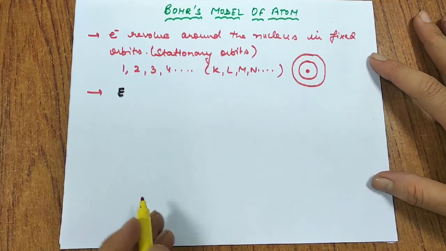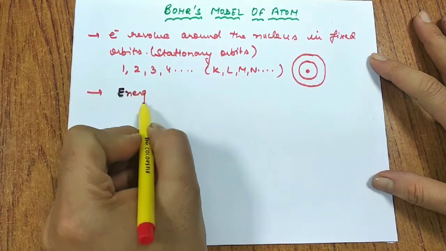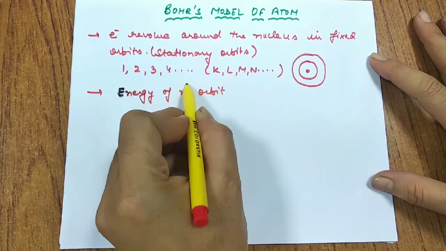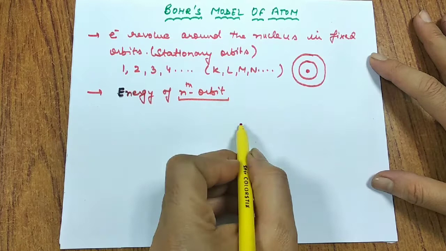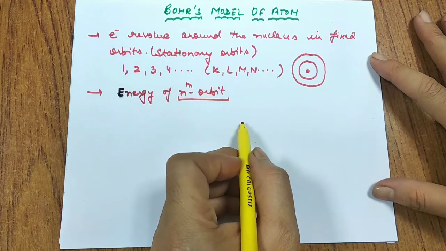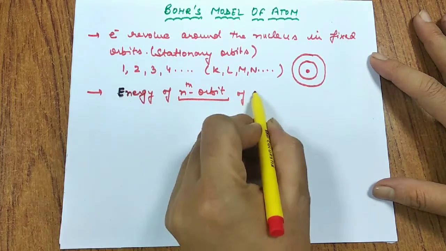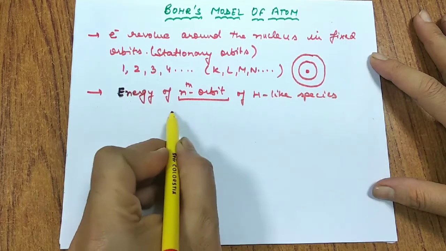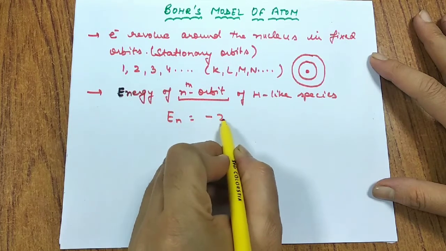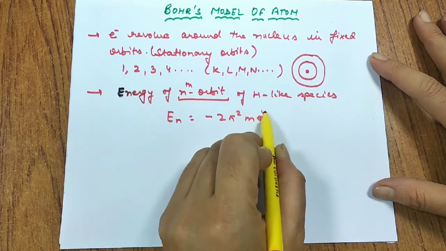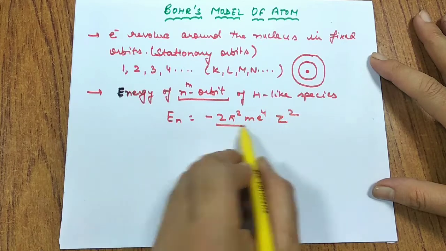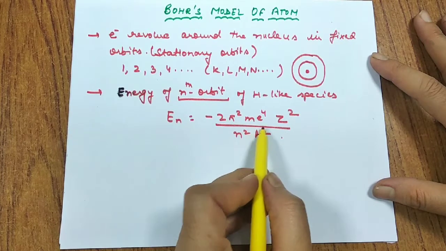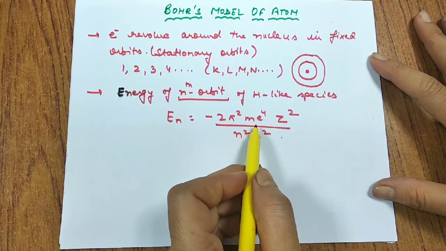What else has Bohr explained? It is the energy of the nth orbit. Nth orbit means suppose an electron is present in any orbit, and if it is a hydrogen-like species, then the energy can be written as minus 2 pi square m e raised to the power 4 z square divided by n square h square, where m and e are the mass and the charge of the electron respectively.